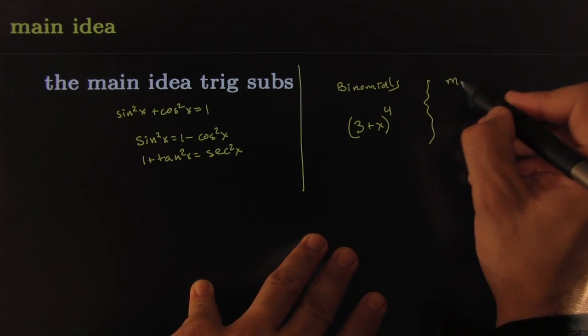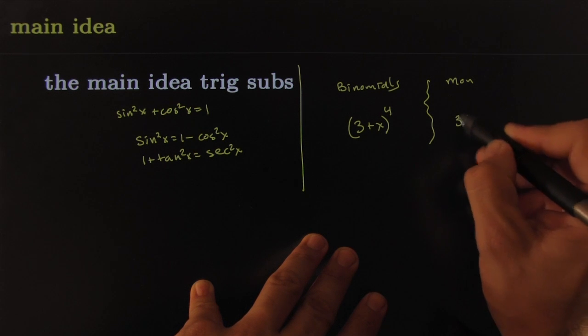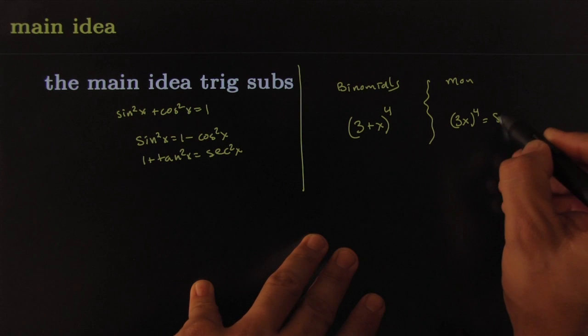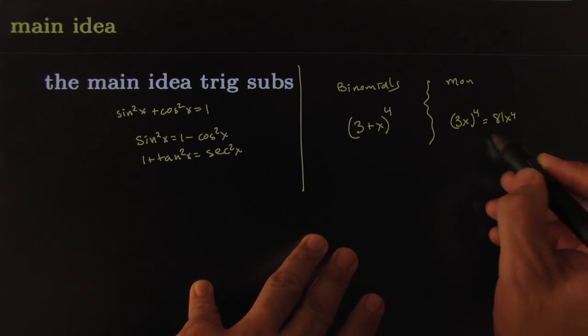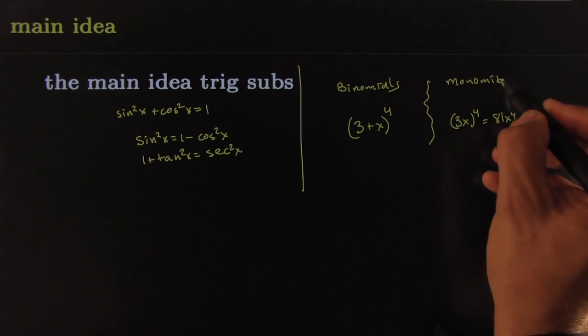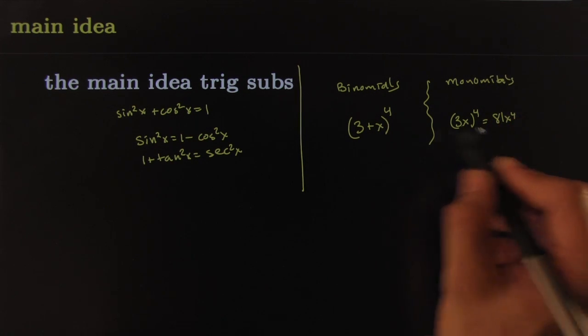The world of monomials looks different. If I have 3x and I have to raise this to the 4th power, well, it's much simpler. That would be 81x to the 4th. You could do that in one line. Monomials play very, very nice with exponents.